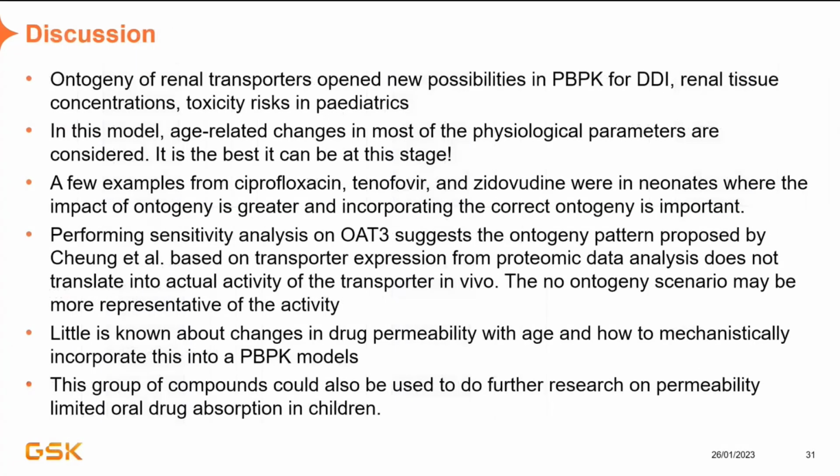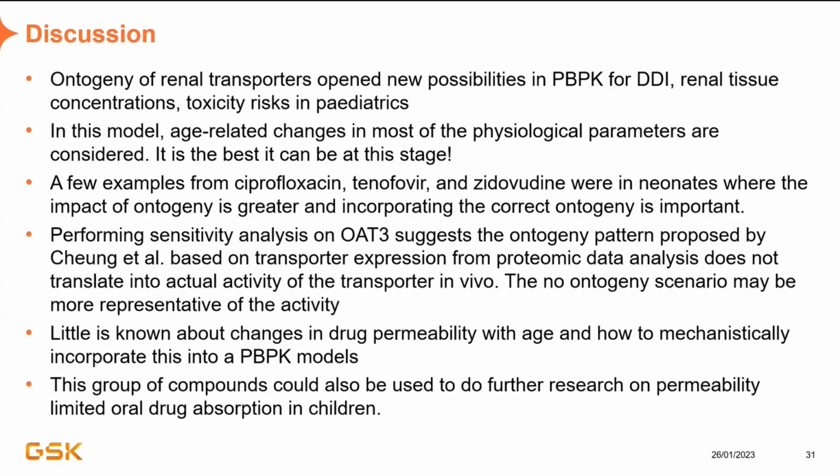Okay, overall, these were the case examples I wanted to share with you. We have the ontogeny of renal transporters, which is great, and now we are able to use it in the PBPK model. That's why we can use Mech-Chem now. We can predict DDI, and we can predict the renal tissue concentration and toxicity.